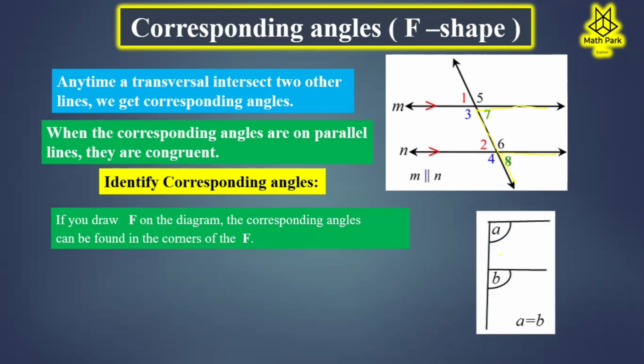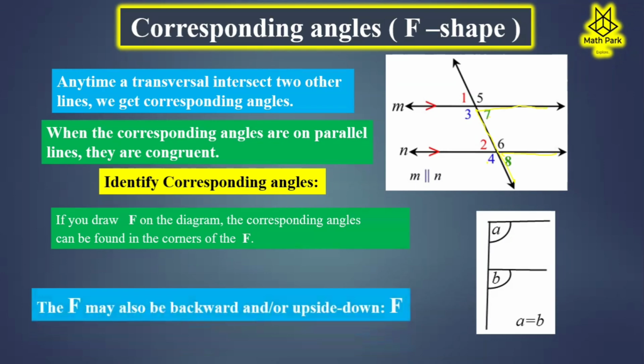So here in the F, as you see A and B, same way here you can see 7 and 8. Remember, F can be backward, also upside down. So that's how you get 3 and 4 as a pair of corresponding angles. And when it is upside down, you will get 1 and 2 as corresponding angles.